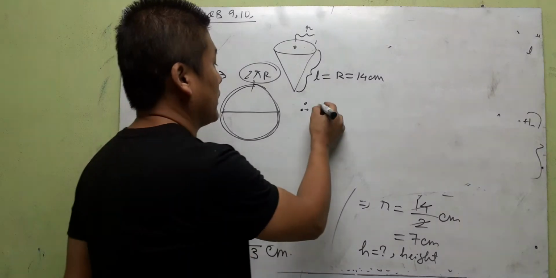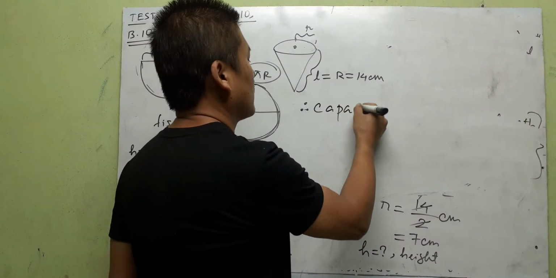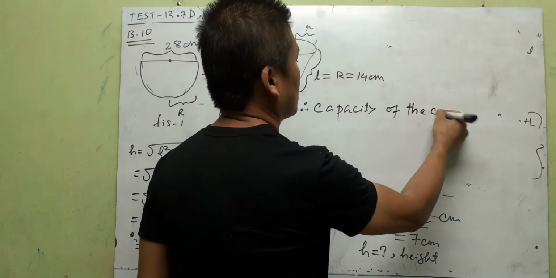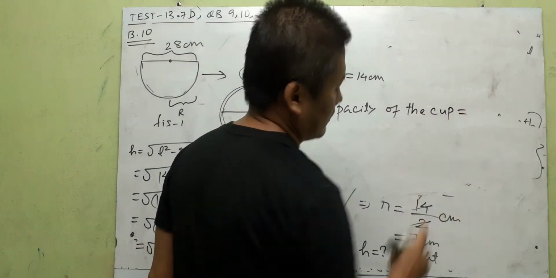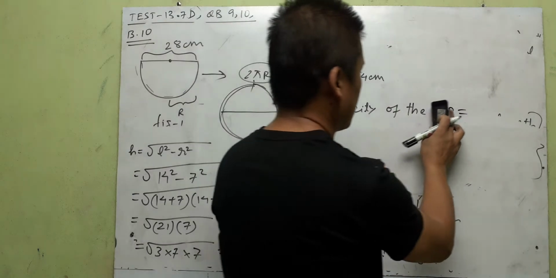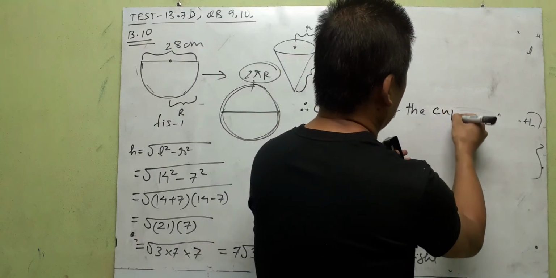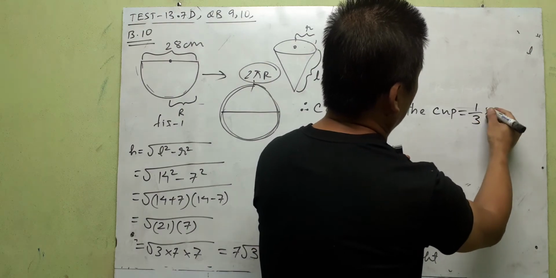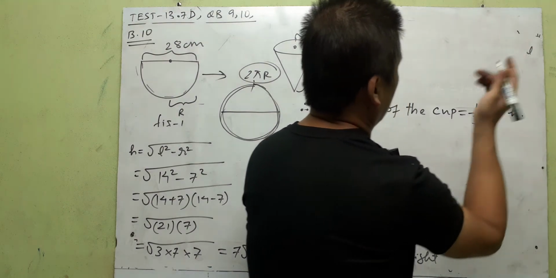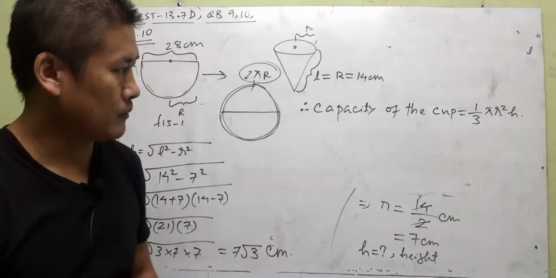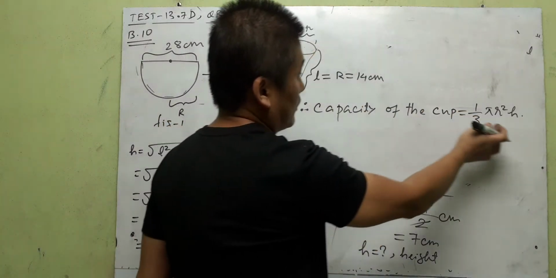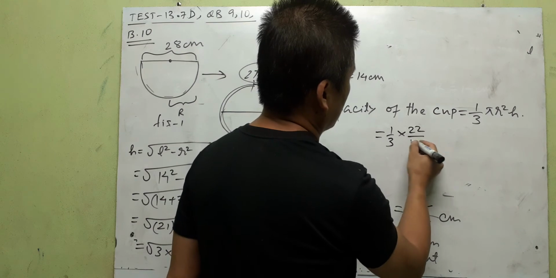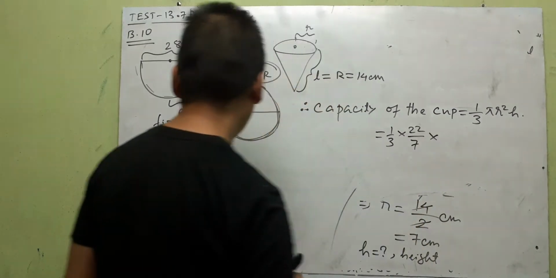Capacity of the cup. So you write here, capacity of the cup. Capacity of the cup means the conical cup will be equal to 1 by 3 pi r square h, because this is a conical shape, and the radius of the cone is small r, so that will be 1 by 3 into 22 by 7 into small r.